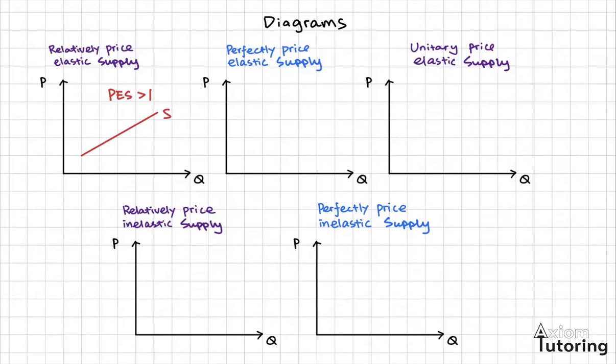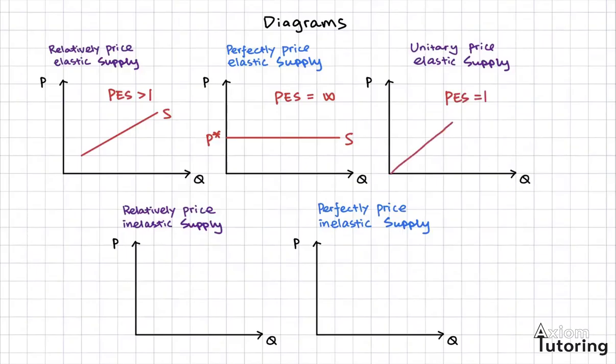Next, perfectly price-elastic supply with PES equal to infinity. In the diagram, the supply curve is horizontal. This means suppliers are only willing to supply any quantity at a particular price. A strong real-world example is digital goods, such as ebooks or software downloads. Once the product is created, supplying 1 copy or 1 million copies costs almost nothing, so the supply curve is essentially flat.